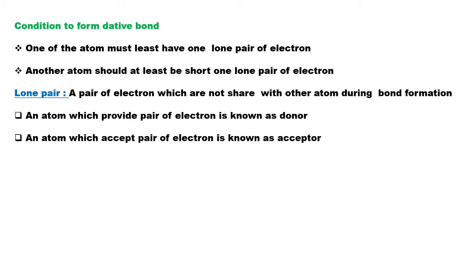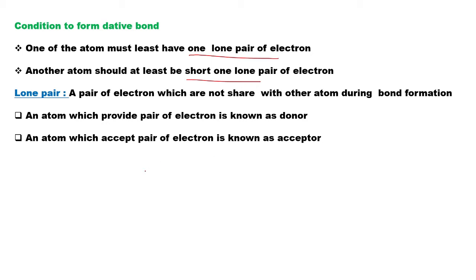Before going on to discuss the examples, you need to know what are the conditions required to form a coordinate bond. The first most important condition is that one of the atoms must have one lone pair of electrons. And second, the other combining atom should be short of at least one lone pair of electrons. That means it should not have electrons, and one should have excess electrons.